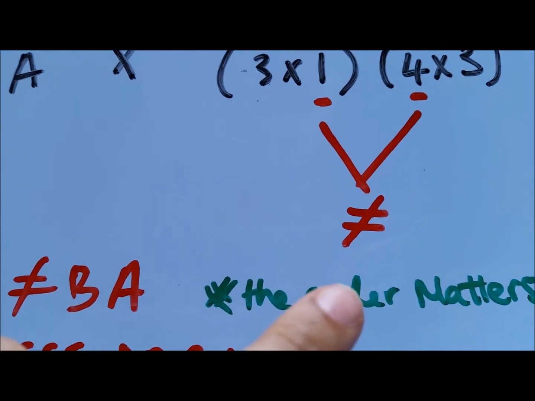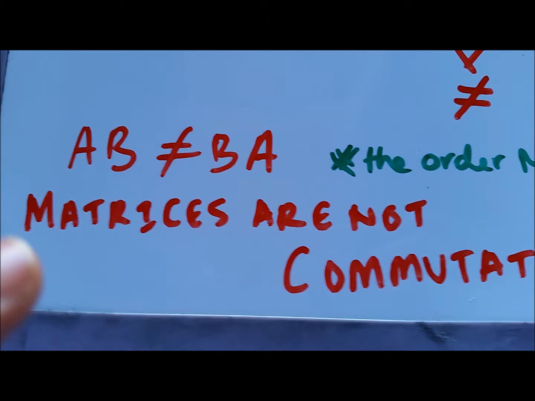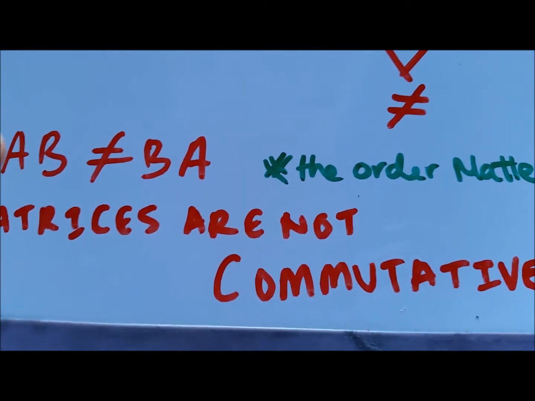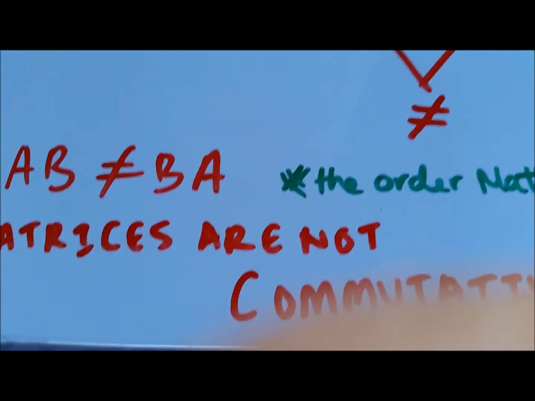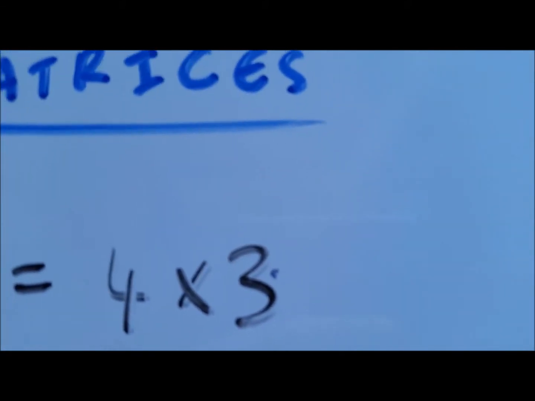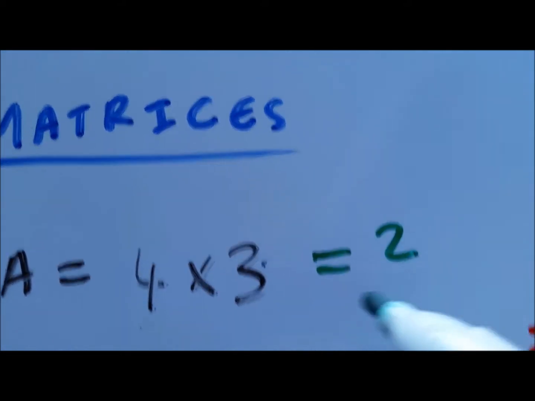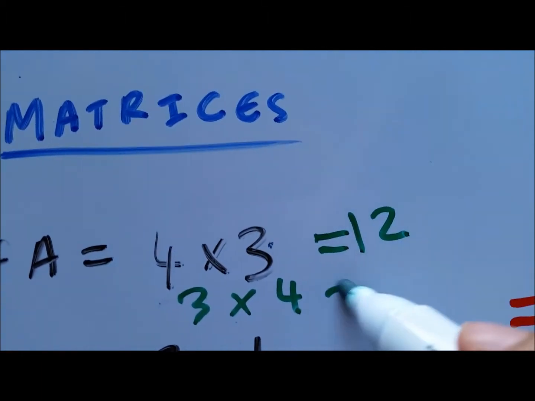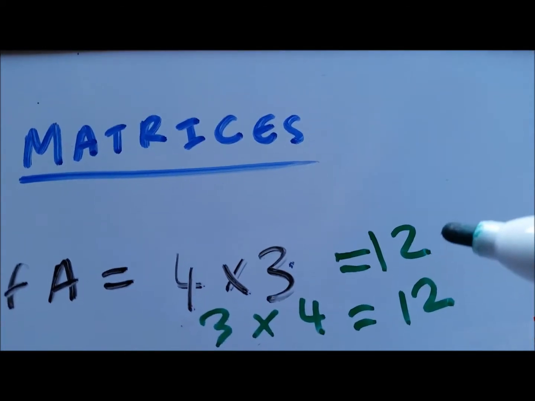So the order of the matrices actually matters because matrices are not commutative. What commutative means is that A times B is equal to B times A, which is not true for matrices. Unlike when we would usually have, for example, 4 times 3 is equal to 12, and 3 times 4, if we switch them around, is also equal to 12. These are commutative because they both equal the same number.